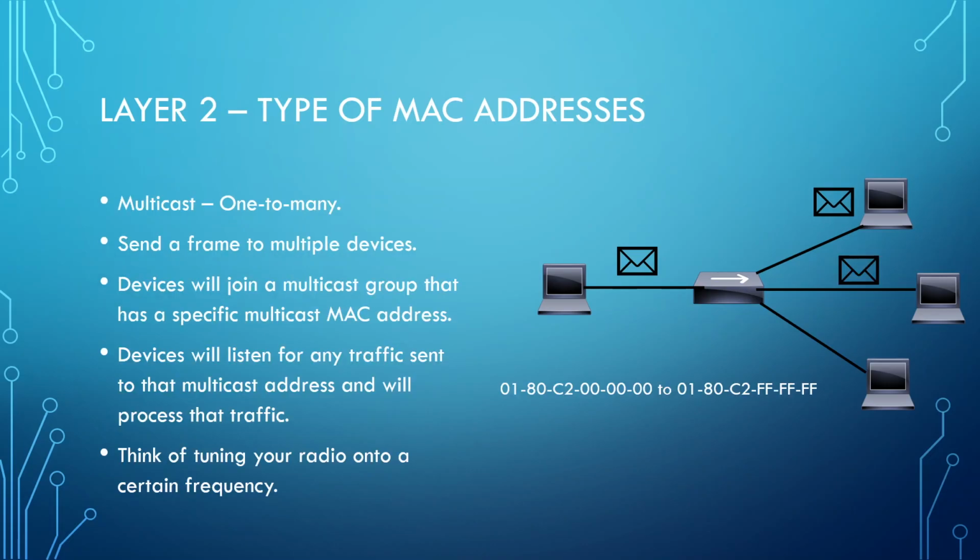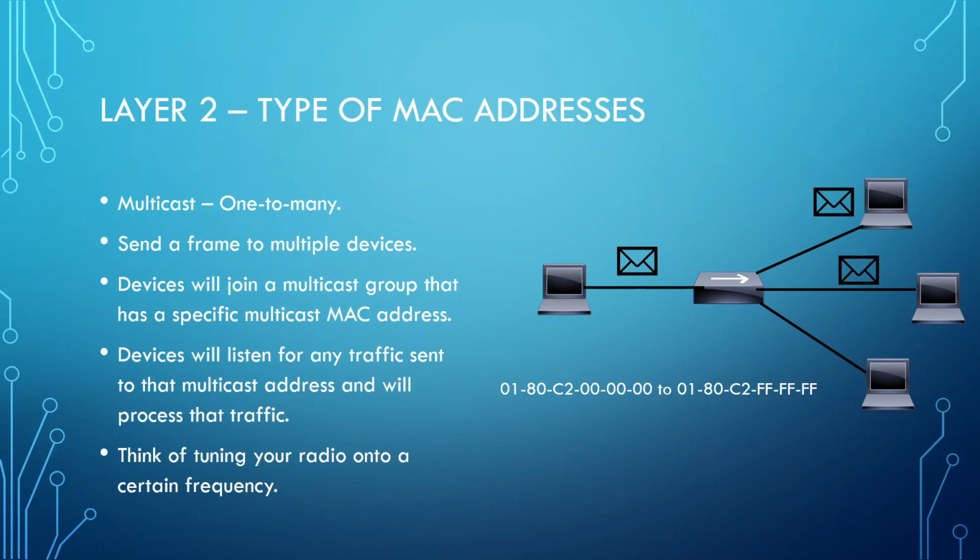The next type of MAC address we have is multicast, and this is one-to-many or one-to-a-group. This MAC address allows us to send one frame to many devices. The way it works is that devices will join a multicast group that has been assigned a specific multicast MAC address. Devices will listen for any traffic sent to that specific MAC address, and any traffic they receive with that multicast MAC address, they are going to process.